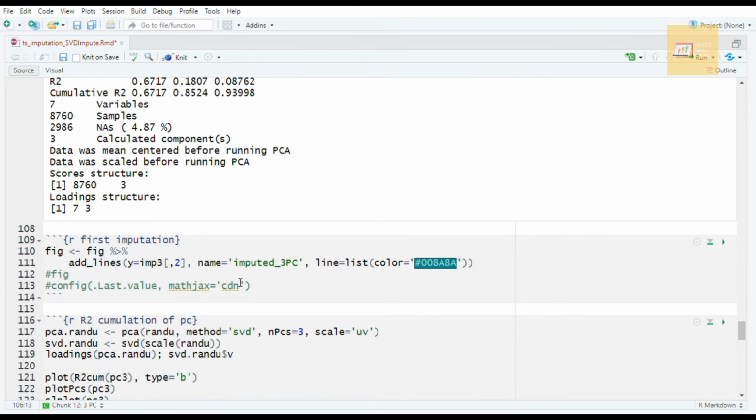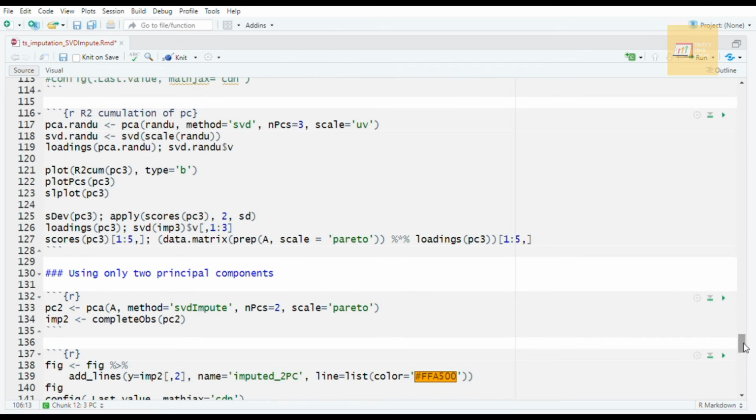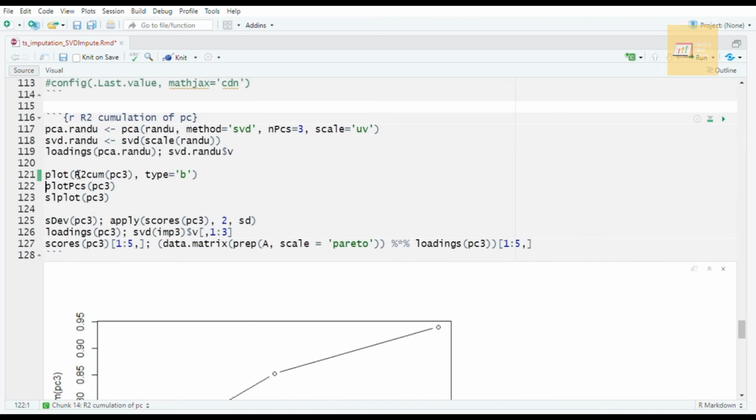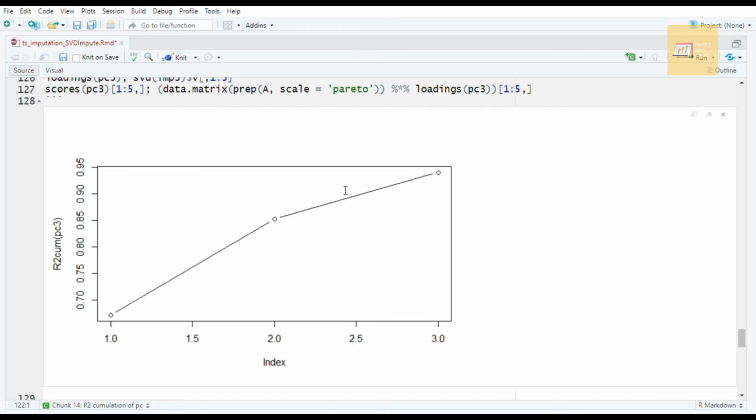Anyway, I also add the line plot of this imputation to our time plot earlier, but we're going to save that for later. Now, I want to get some insights from this object before looking at the imputation plots. Okay, so first of all, we can get the R squared cumulative from PC3, and we can just plot it. This is actually similar to this, so the cumulative R squared, 0.67, 0.85, and then 0.93, and yeah, that's what we have in this plot.